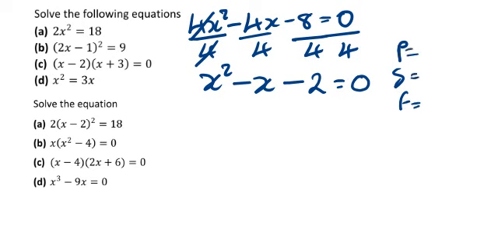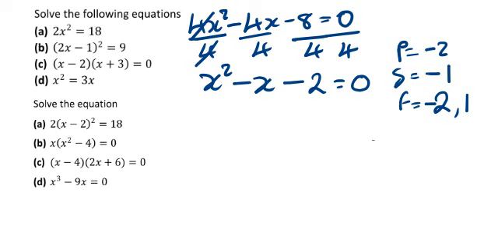So we're going to say our product is 1 multiplied by negative 2, which is negative 2, and then our sum is just negative 1. So we look for the numbers which when we multiply give us negative 2, but when we add or subtract, give us negative 1. What are those numbers? It's just 2 and 1. Now where are we going to put the negative? The negative will be there. So negative 2 times 1 is negative 2. Negative 2 plus 1 is negative 1.